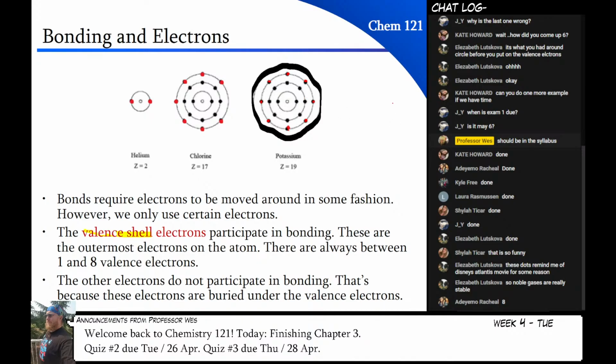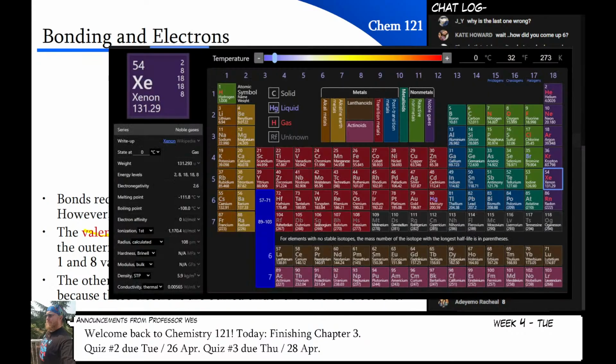So this will happen for all of the elements on the left side of the periodic table, with a few exceptions. Those exceptions being things that are up here, like lithium, beryllium. These are too small to hit an octet. They follow a different rule. But for any other element, so anything past like 5, it all follows the octet rule.